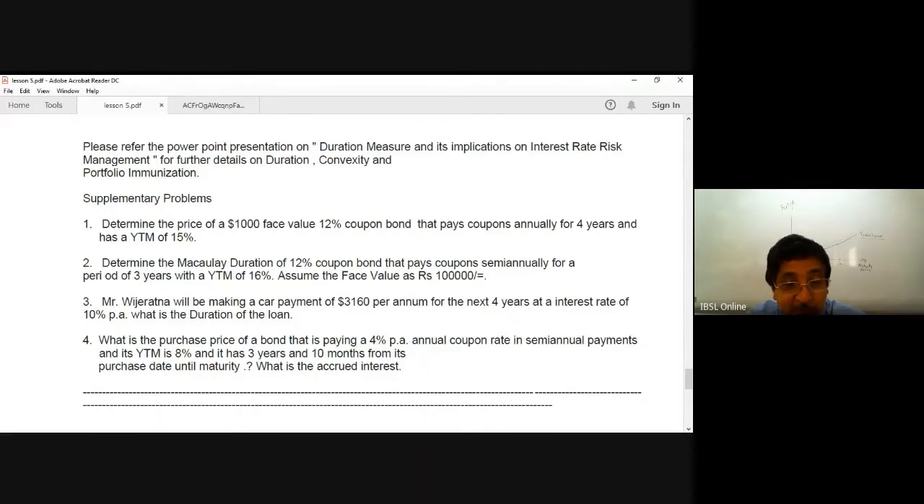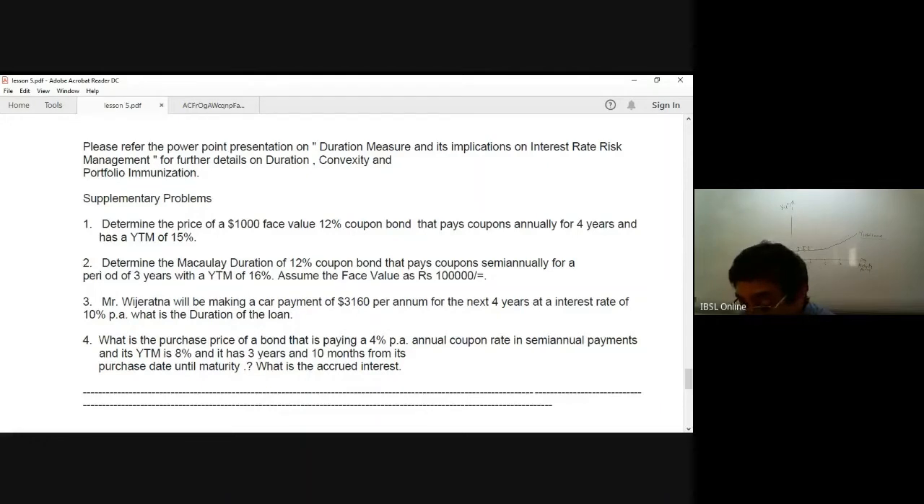Now you can have the things on a worksheet. On the time column you have 1, 2, 3, and 4. Then in the cash flow column you have 3,160 for each year. Then you have the present value. First line you get 3,160 divided by 1.1. Second line, 3,160 divided by 1.1 to the power 2. Third line, to the power 3. Fourth line, to the power 4.